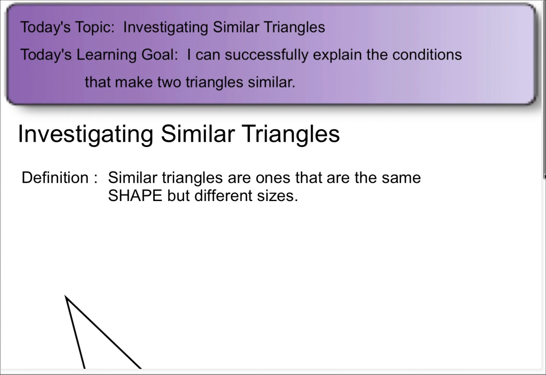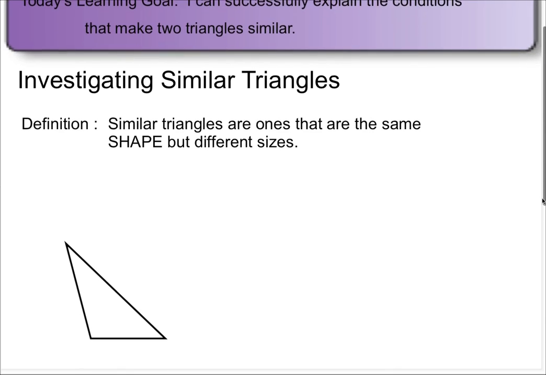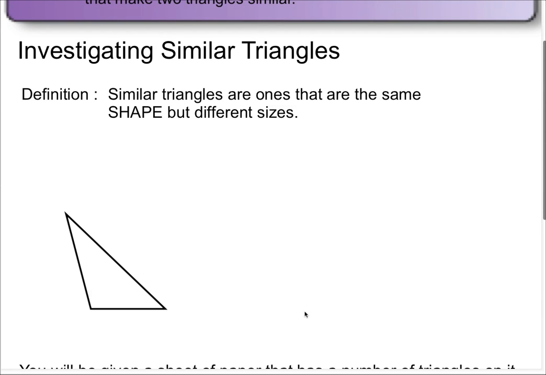MAT2L. This is going to be a quick video because you're going to be doing a little investigation and figuring some stuff out for yourself. So this topic is called Investigating Similar Triangles, and it says I can successfully explain the conditions that make two triangles similar. So I'm going to give you a little bit of information first, and then you can go and do your investigation.